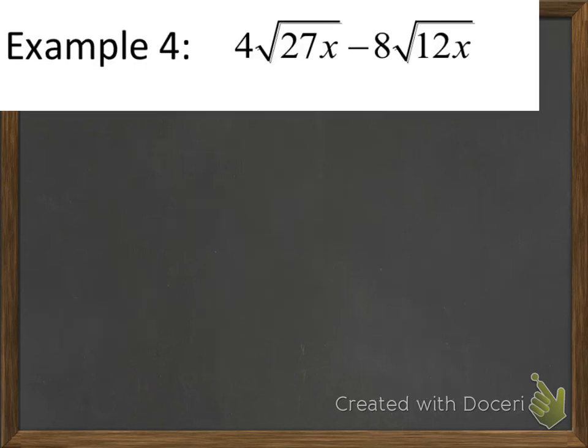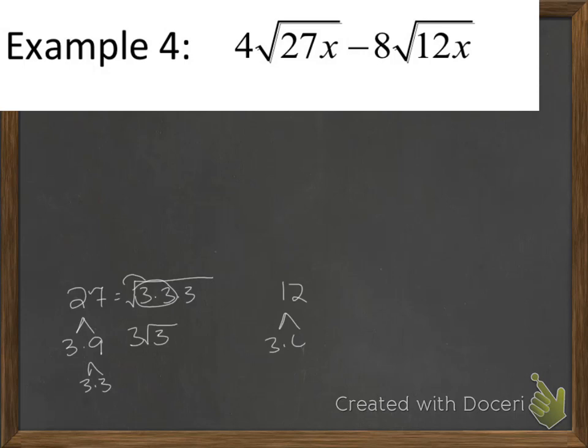All right, let's look at example 4. We've already done the prime factorization of 27 in the previous problem, but we can do it again. 1, 3 escapes. We get 3 times the square root of 3. 12, again, we've already done 12, but we'll do it again. So the square root of 12 is equal to the square root of 3 times 2 times 2. 1, 2 escapes, so we can rewrite that as 2 times the square root of 3.